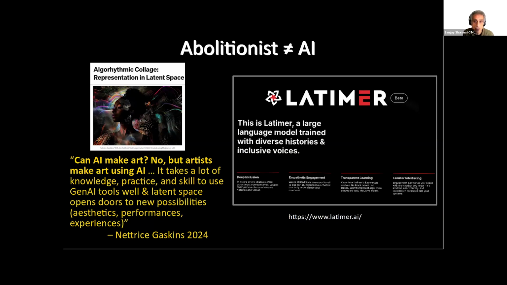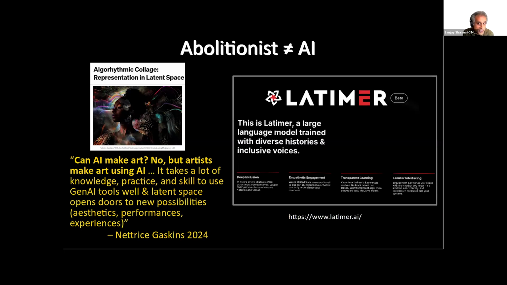So to try to end on, it's worth highlighting that a number of artists of colour have been productively using or misusing AI. And I particularly like the work of Natrice Gaskins. They offer a perceptive response to the question, can AI make art? By saying no, but artists make art, or artists can make art by using AI. And they stress that this requires skill, accumulated knowledge, cultural experience to creatively use generative AI. It's not a kind of simple democratizing creativity.